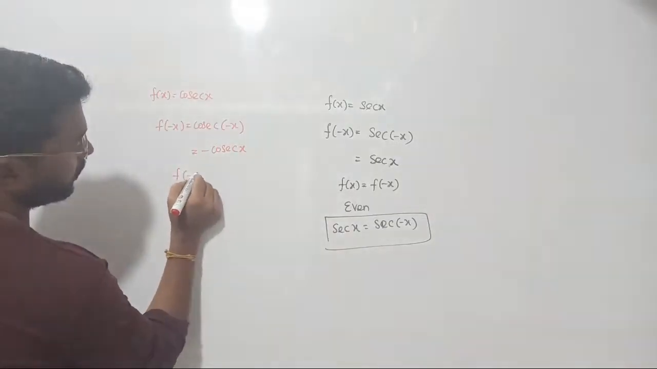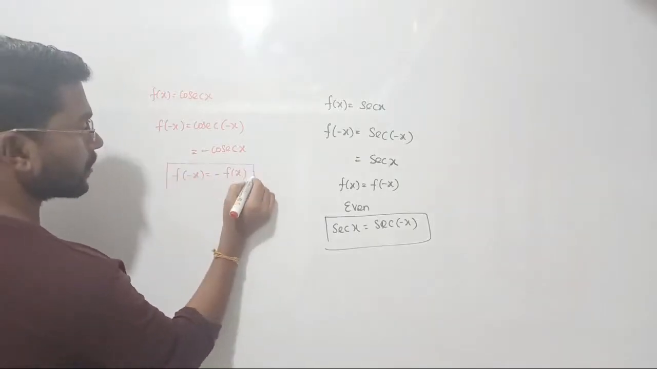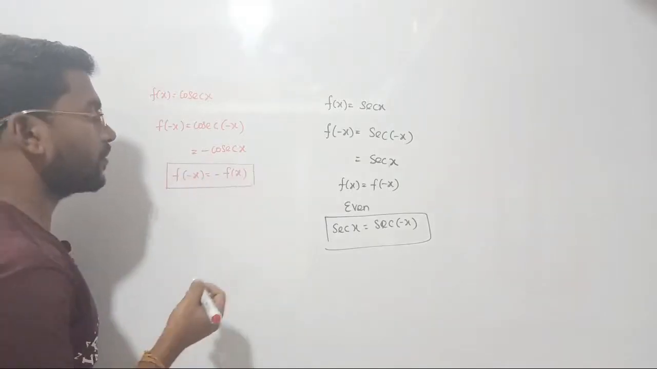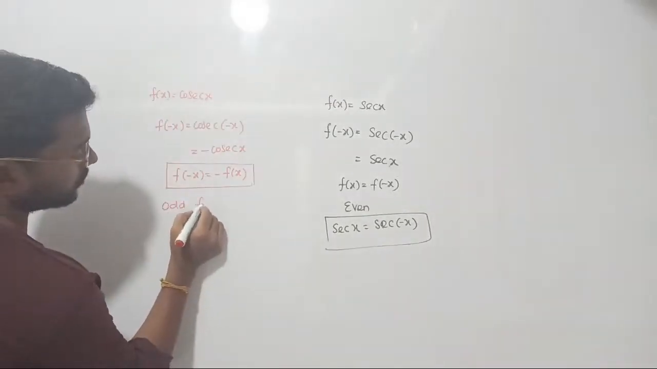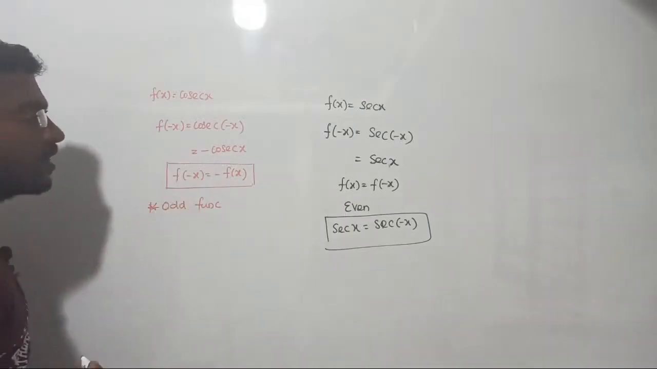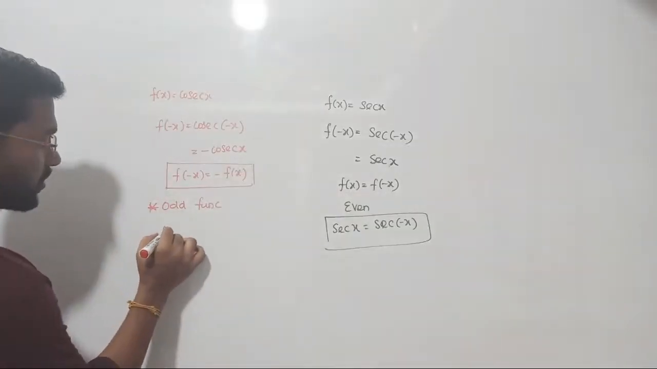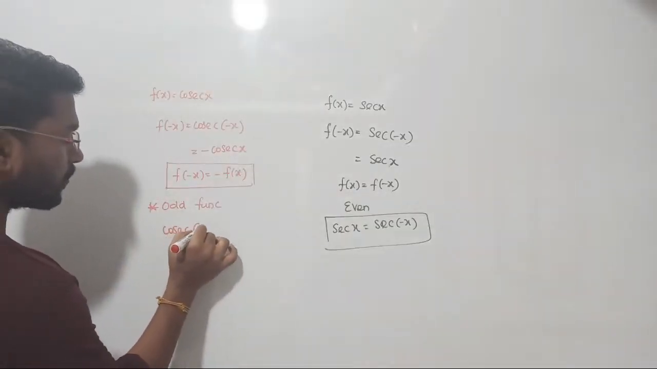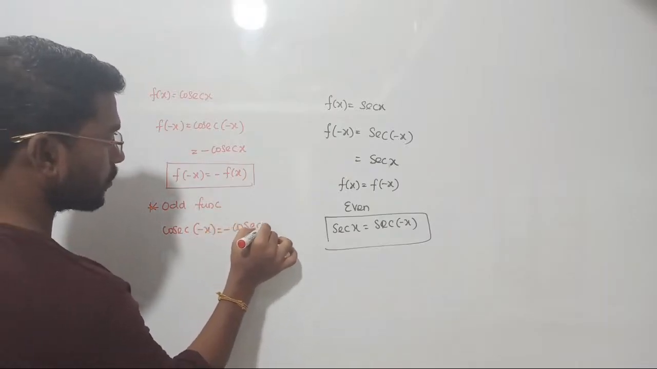I can say f of minus x equal to minus f of x, such that the given function is said to be an odd function. Once again, that is said to be an odd function. That's all, right? So this is over. So what is the conclusion here? I can say cosecant of minus x is equal to minus cosecant x.